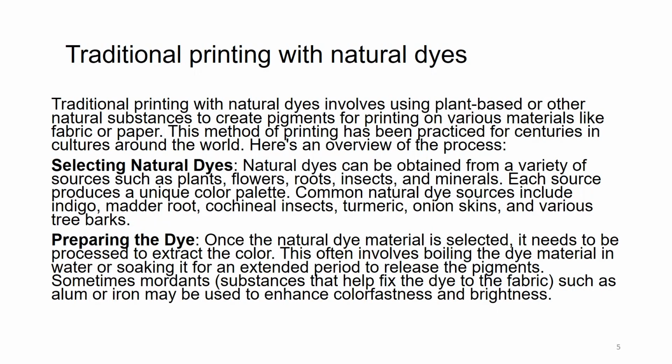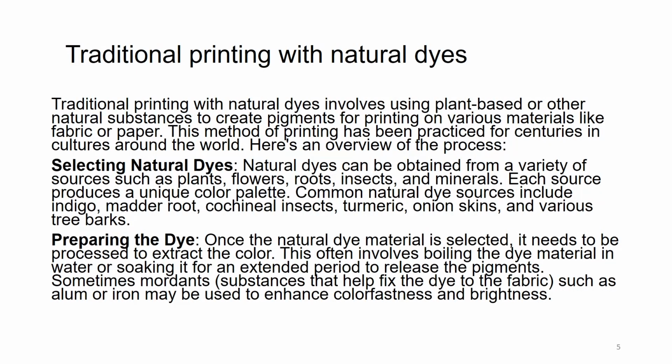Selecting natural dyes. Natural dyes can be obtained from a variety of sources, and this we have spoken about repeatedly. We can use plants, flowers, roots, insects and minerals. Each source produces a unique color palette. Common natural dye sources include indigo, madder root, cochineal insect, turmeric, onion skin and various types of flowers and tree barks.